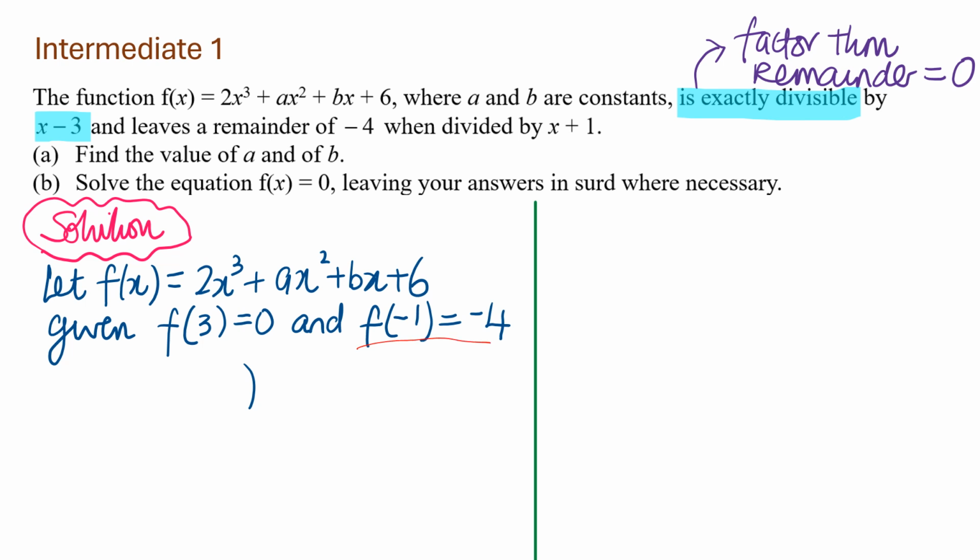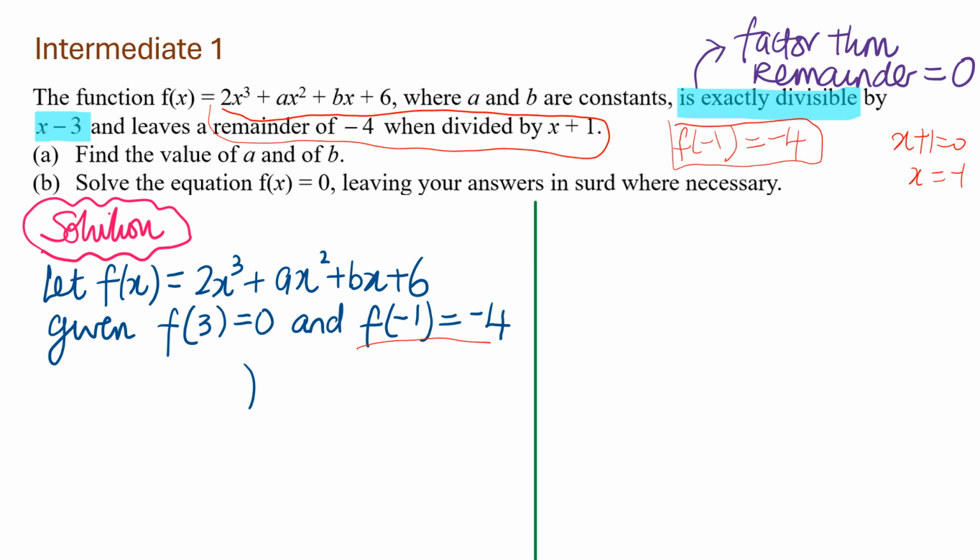So how do I end up getting this one? I got it from the second part of the information given. When it's divided by x plus 1, that means if you let x plus 1 equals to 0, you're substituting your x to be negative 1. So f of negative 1 gives you remainder negative 4. So this is where I apply the remainder theorem. I have two equations here which I can generate.